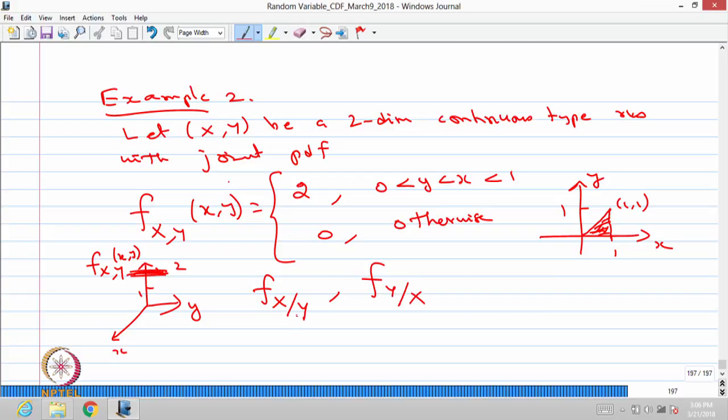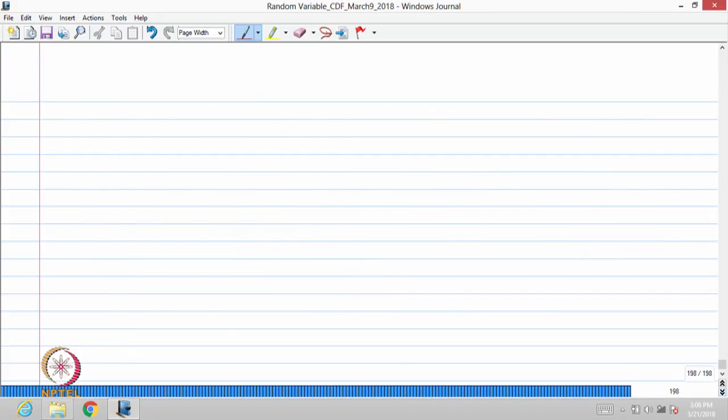For the first one, you should know the marginal distribution of y. For the second problem, you should know the marginal distribution of x. So, let us find both marginal distributions of x and y, then we will go for finding the conditional probability density function of x given y and y given x. The marginal probability density function of x is the integration from minus infinity to infinity of the joint probability density function with respect to y.